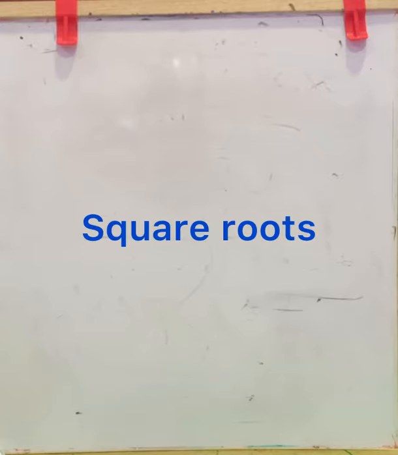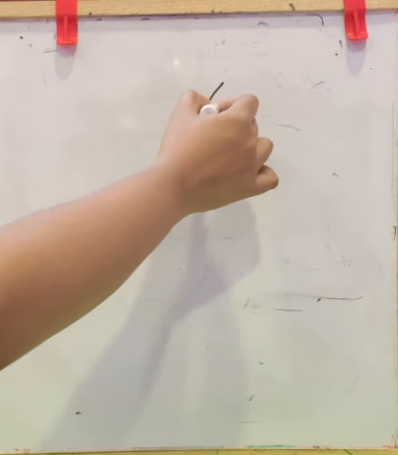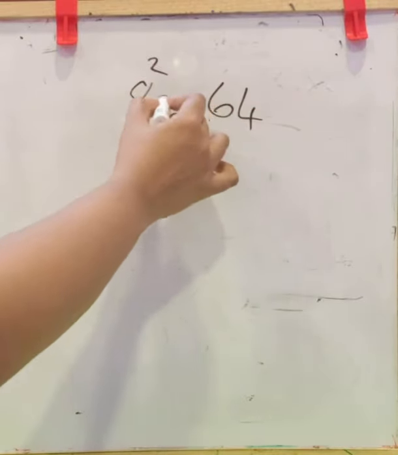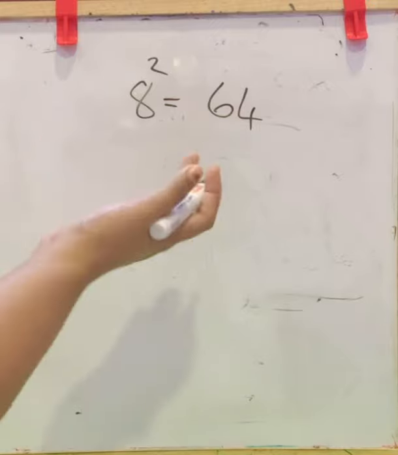Namaste. Today we will study about square roots. We are now familiar with square numbers. If a number can be expressed in n square form, this number will be a square number. So what is a square root? Square root is the number which we multiply to get a square number.